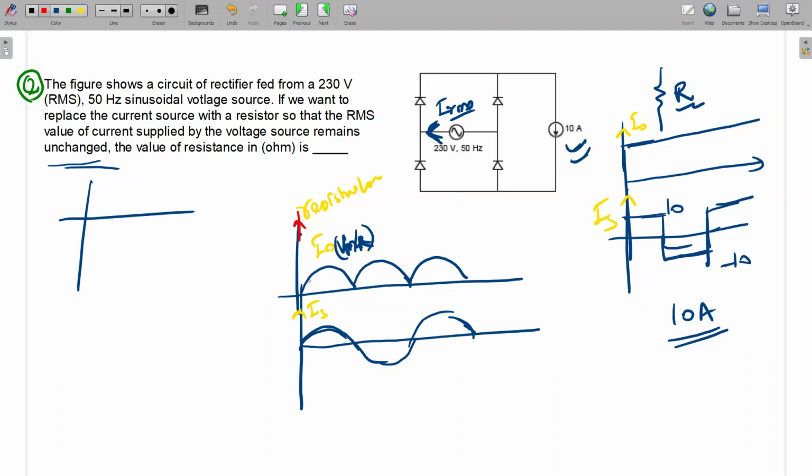So across the load, the current waveform will be Vm by R. Peak value will be Vm by R. This is the current waveform, not average current. So the output waveform is this one.